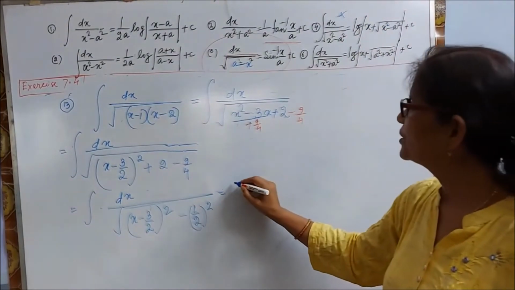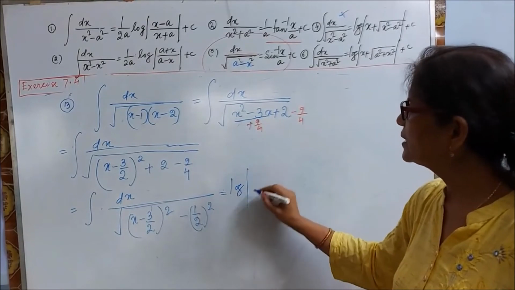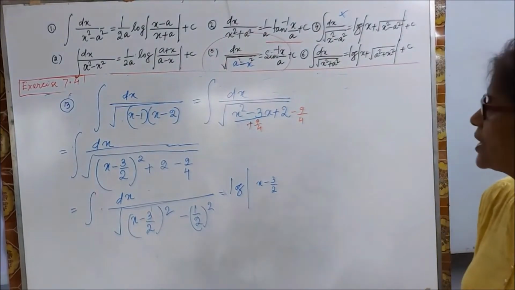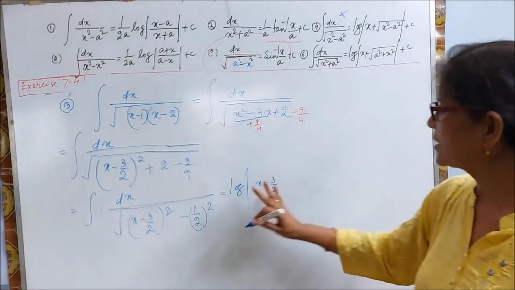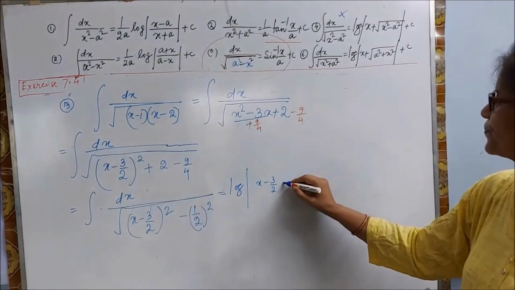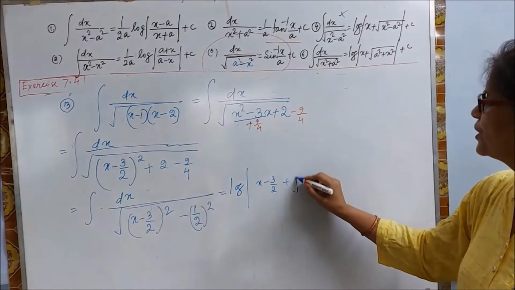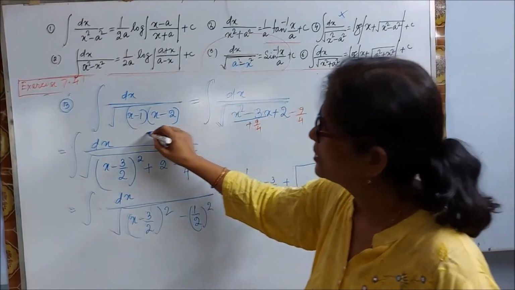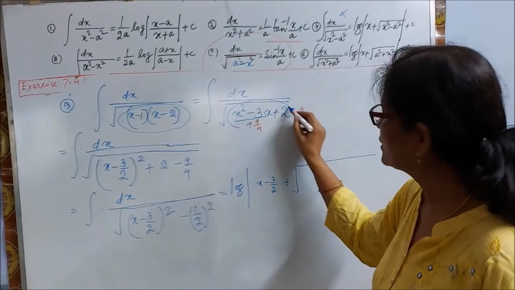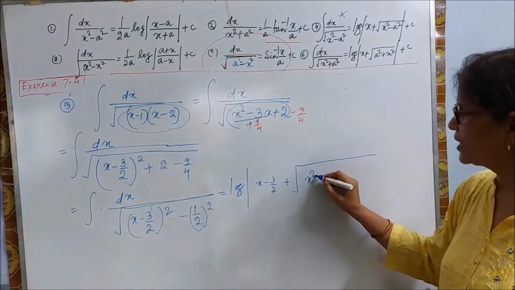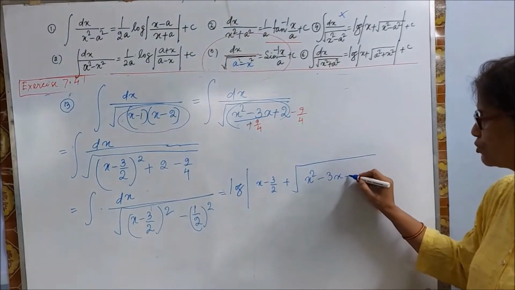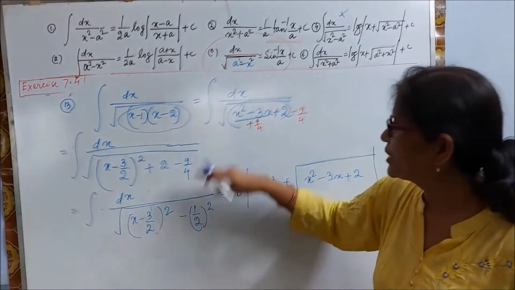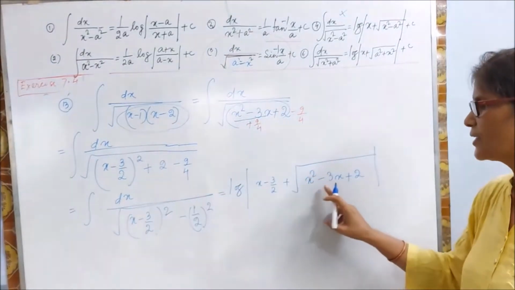So log, what is x here? x is x minus 3 by 2. This is x, not only x, plus under root x square minus a square. Here you can write the original thing. Here I can write x square minus 3x plus 2. No need of writing here this square minus this square, because this is already this. We have converted this. So I will write in this way.